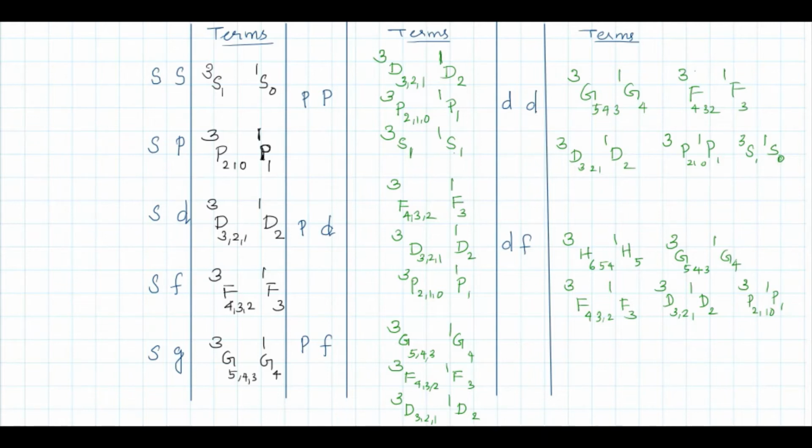I will summarize these things like this. If you have two S electrons in an excited configuration, the possible terms will be 3S1 and 1S0. Already discussed. SP electron, that is already discussed: 3P, 2, 1, 0 and 1P1. SD electron: 3D, 3, 2, 1 and 1D2. SF: 3F, 4, 3, 2 and 1F3. SG. Okay, you can continue like this for any value.